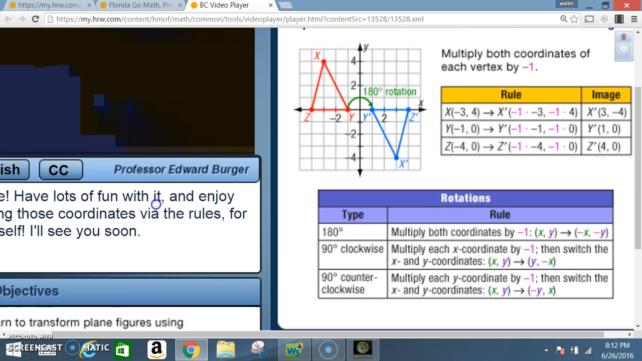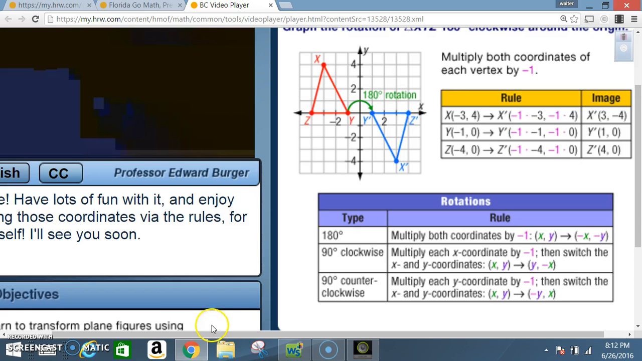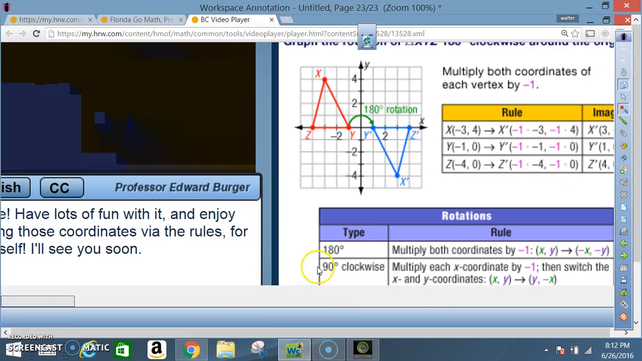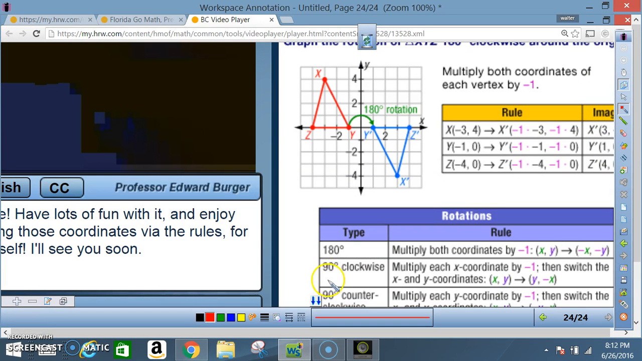Also, don't forget, even though we showed you this two or three times already, 90 degrees clockwise is the same as 270 degrees counterclockwise. So these two are the same, and you use the same algebraic rule.